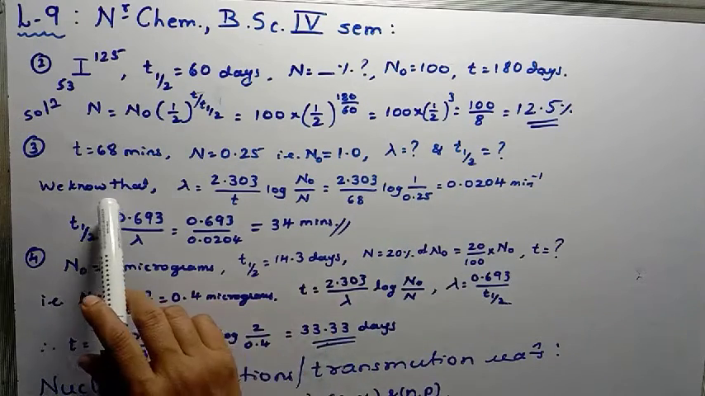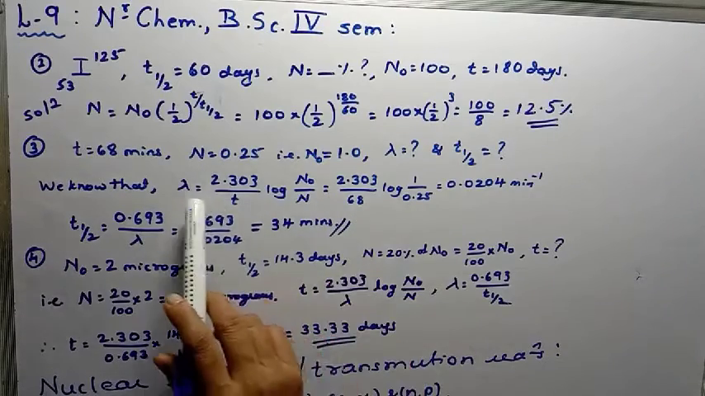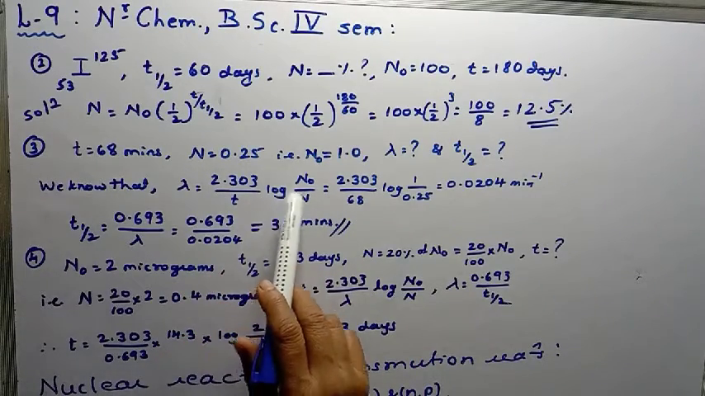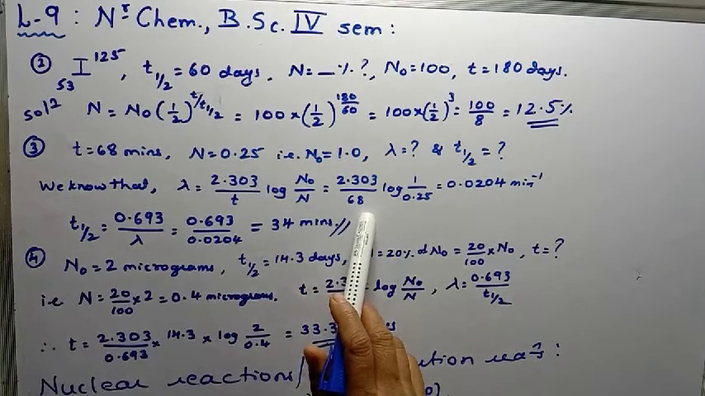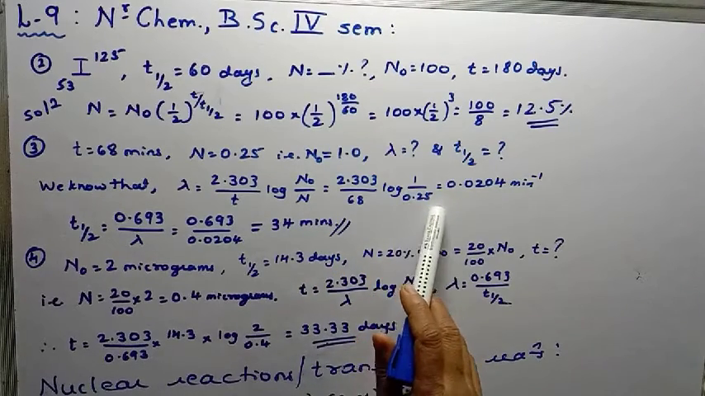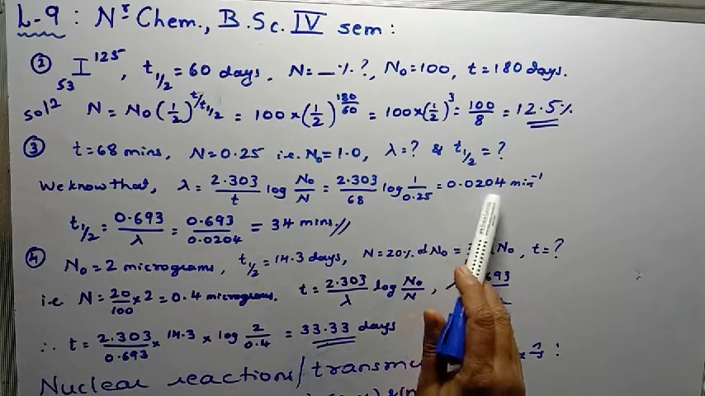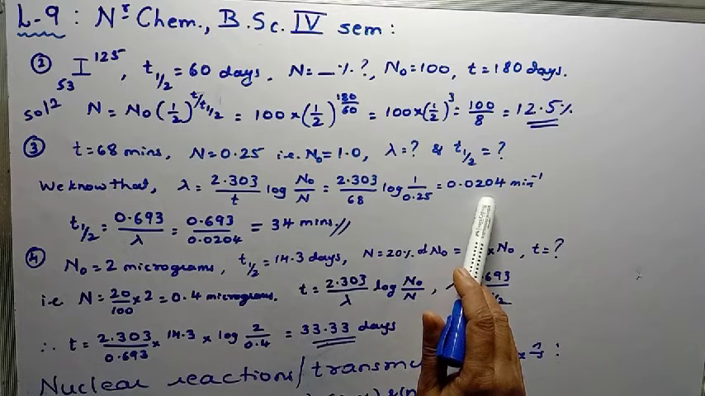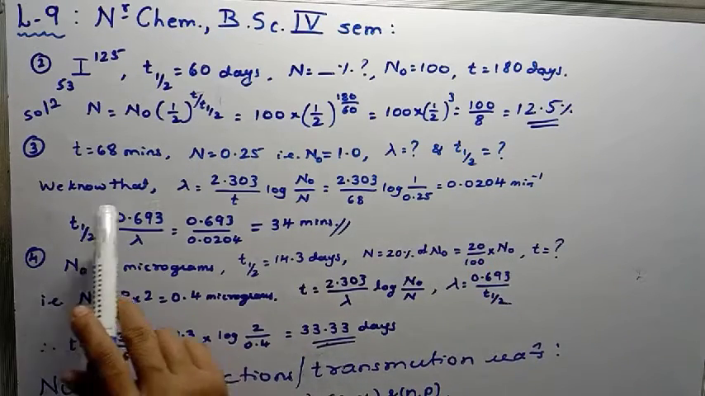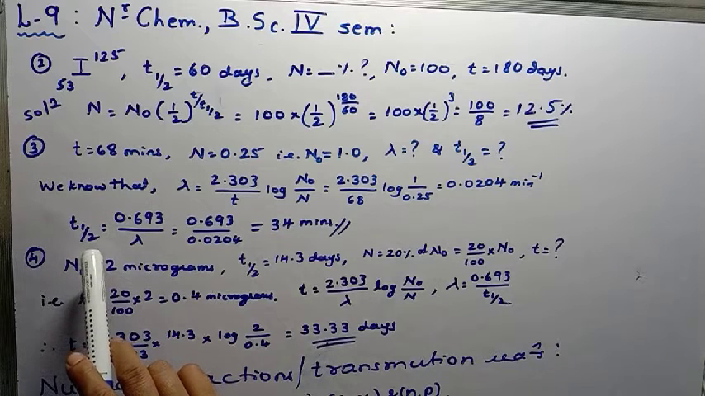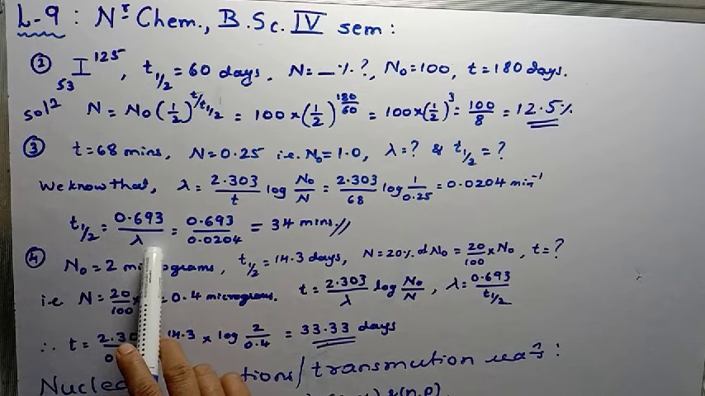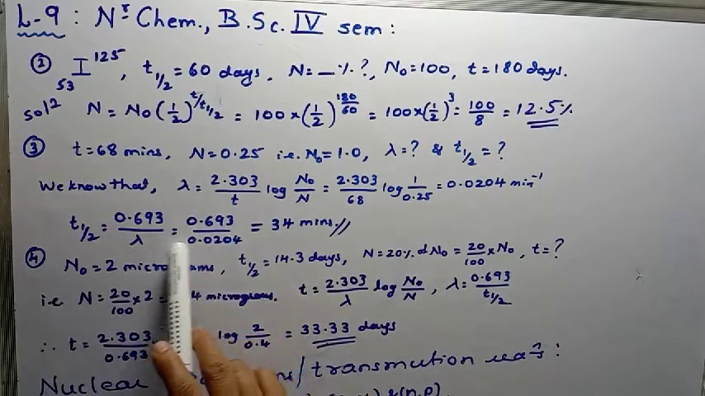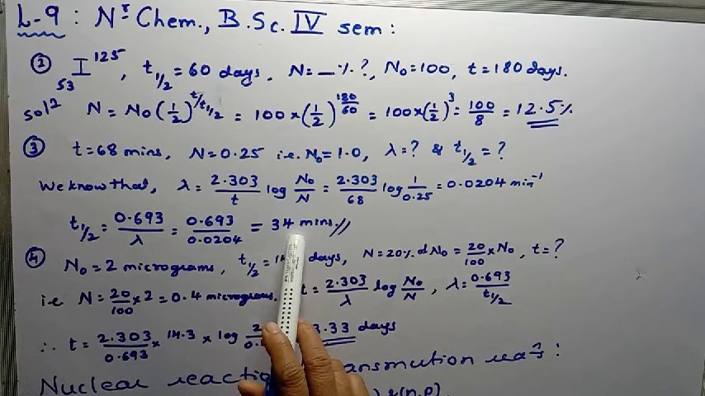We know this relation: lambda is equal to 2.303 by t log N0 by N. All values are known to us here. t is 68, N0 is 1, and N is 0.25. On simplifying you will get 0.0204 per minute. It is the lambda. Now T half is 0.693 by lambda. Putting this value in, on simplification you will get 34 minutes. It is the half-life period.